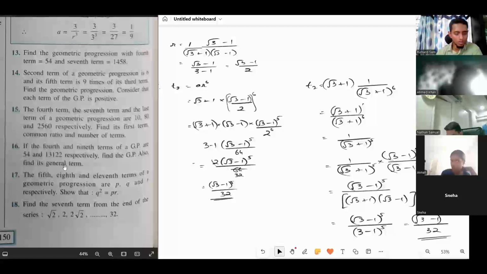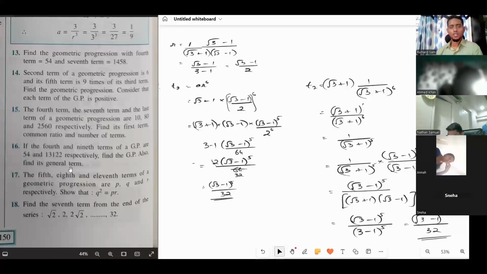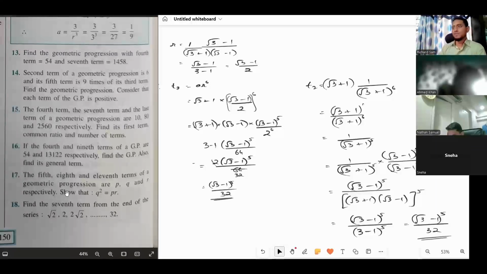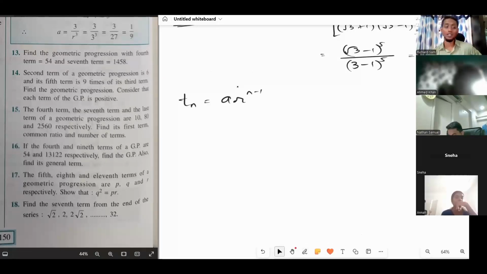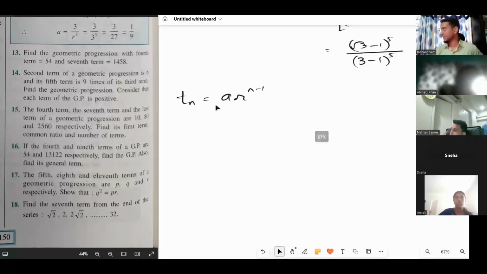General term. Oh, okay. 16th question. If the 4th and the 9th term of a GP are 54 and this number, find the GP, also find its general term. General term means you're modifying the Tn formula for this particular question. Normally, what's the formula for Tn? AR raised to n minus 1. This is the general formula for any term, any GP. This is the formula to find Tn.